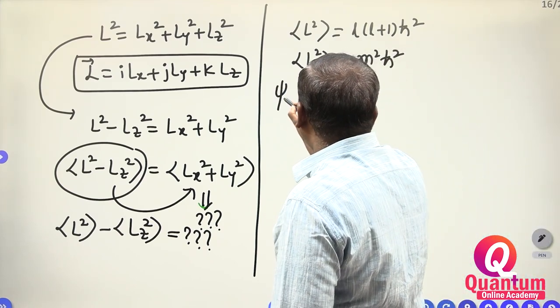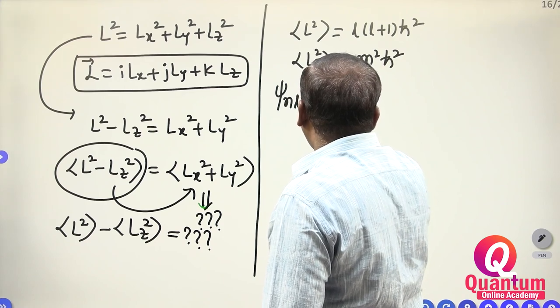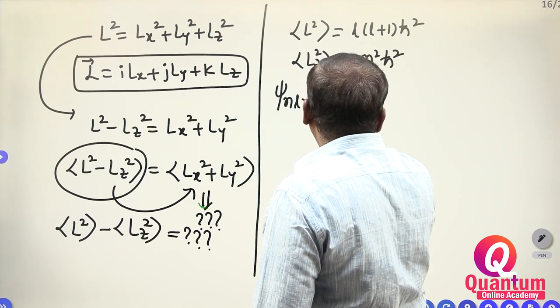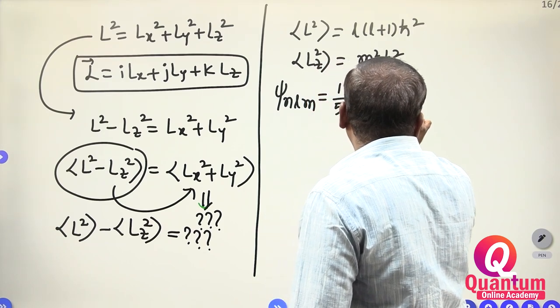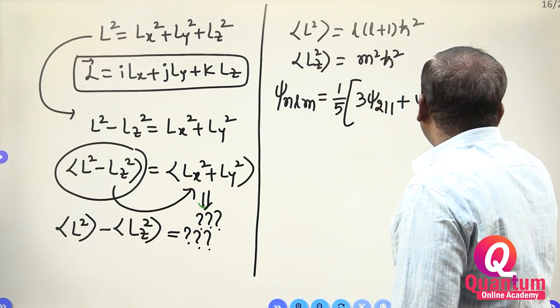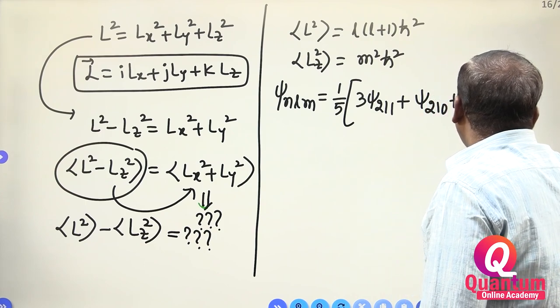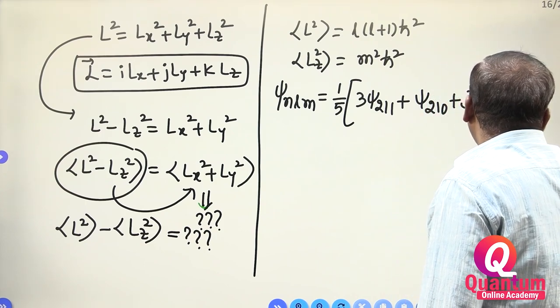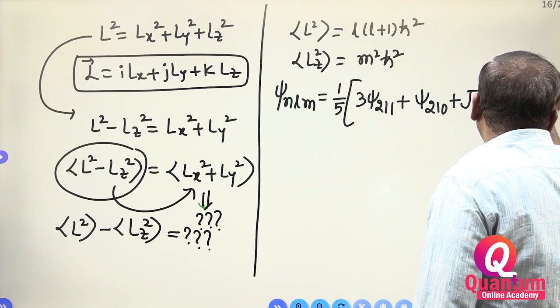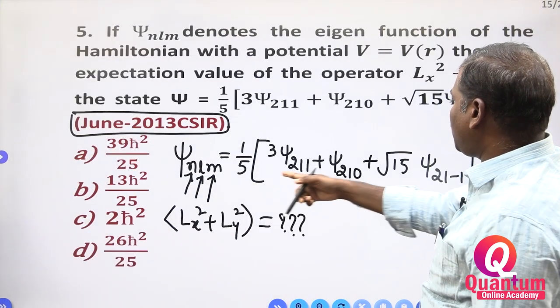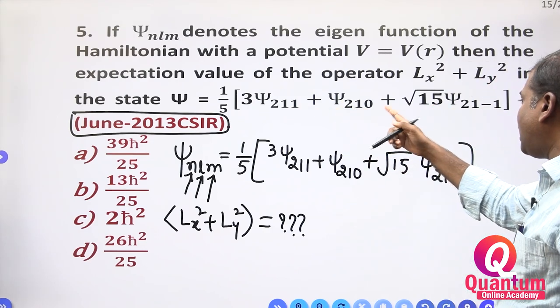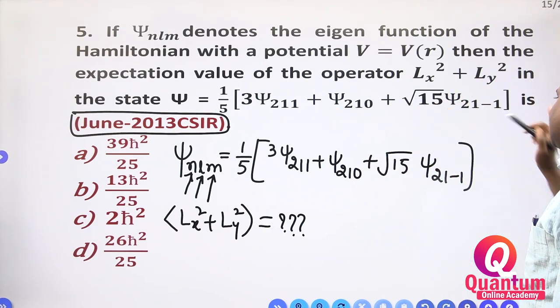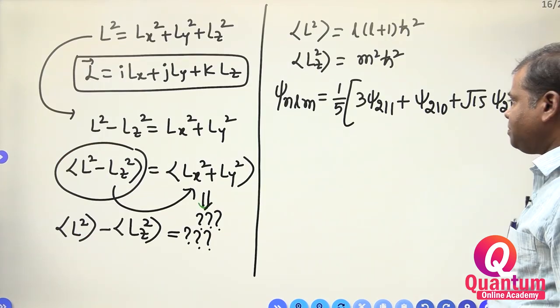What is our eigenfunction? Psi l n m is equal to 1 by 5 into 3 psi 2 1 1 plus psi 2 1 0 plus root 15 psi 2 1 minus 1. This one they are giving. Once you check, 3 psi 2 1 1, psi 2 1 0 plus root 15 psi 2 1 minus 1, they are giving.